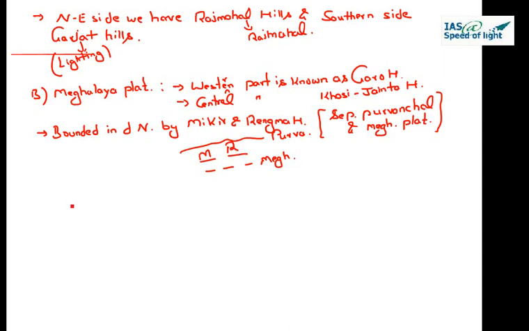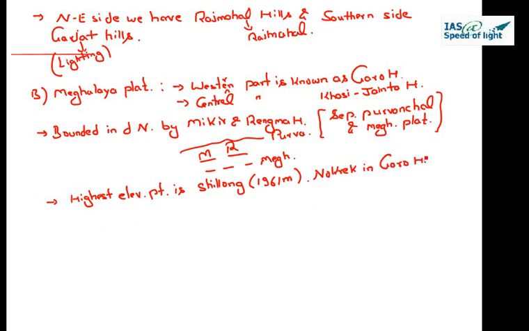The highest elevation point is Shillong, which is approximately 1961 meters. One more point, Nokrek in Garo Hills. With Nokrek, we remembered one national park, Nokrek National Park in Meghalaya. Okay, Nokrek in the skies. Now we can link it with the Garo Hills. Let's go to the next point.